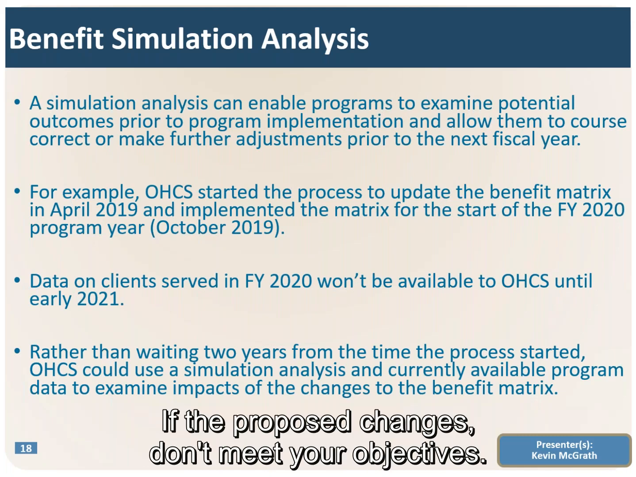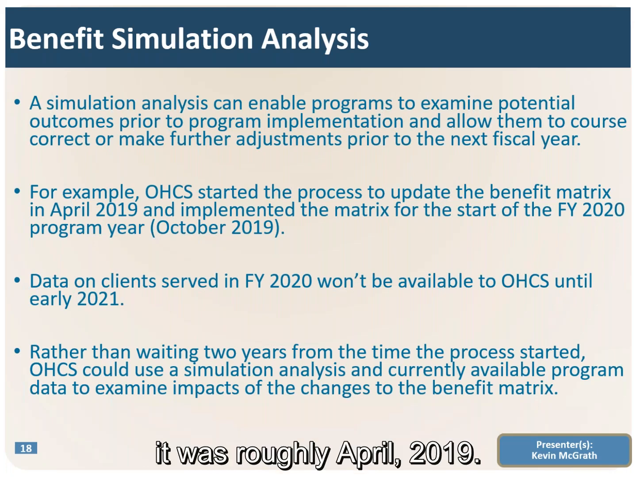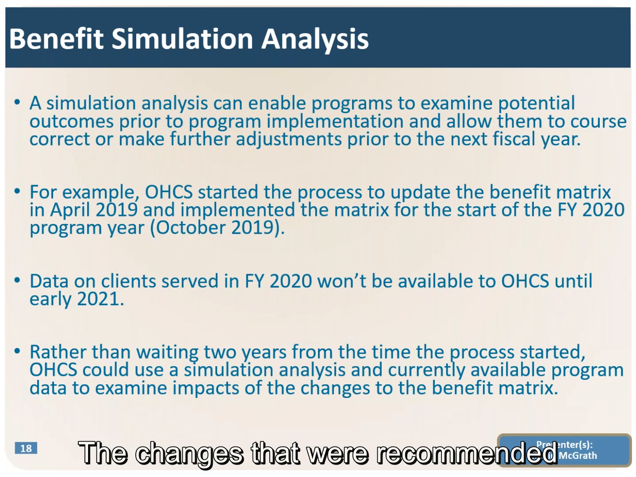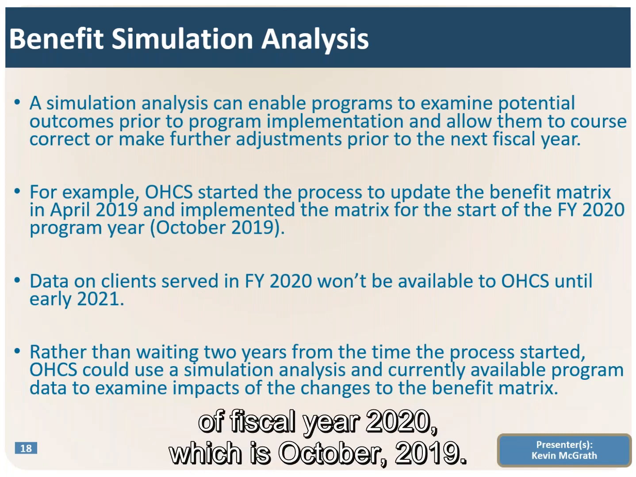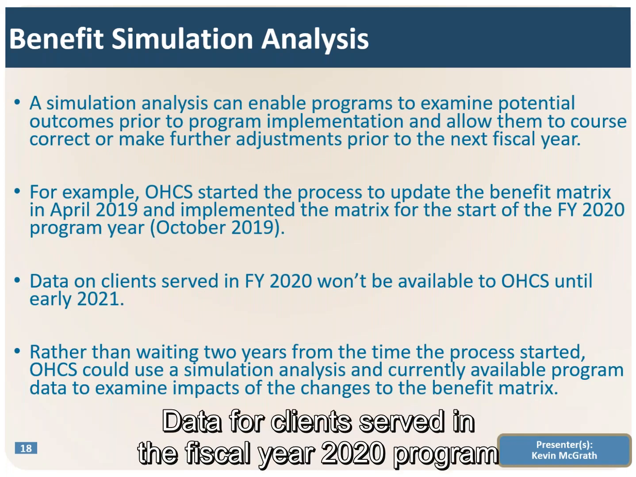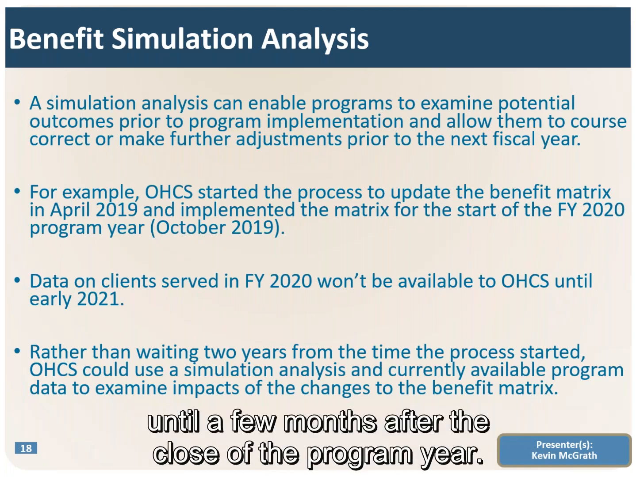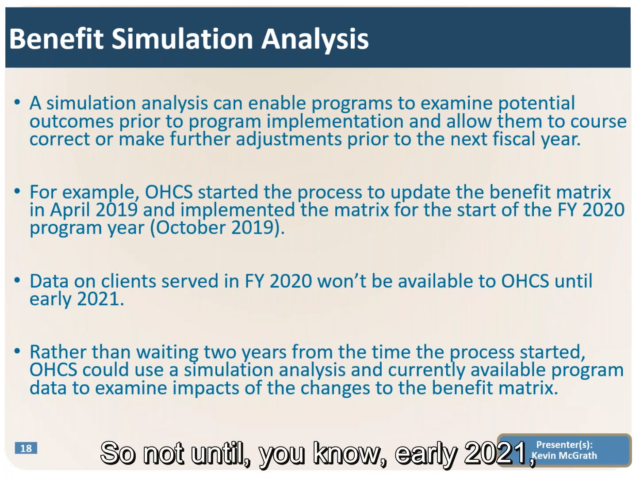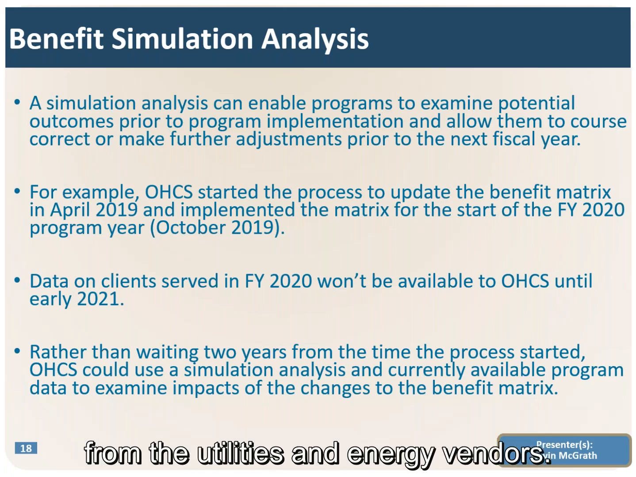So for example, when we started this process with Oregon, it was roughly April 2019. The changes that were recommended and went into effect were implemented for the start of fiscal year 2020, which is October 2019. Data for clients served in the fiscal year 2020 program won't be available to David and Lisa until a few months after the close of the program year, so not until early 2021 when they collect the energy bill data from the utilities and energy vendors.